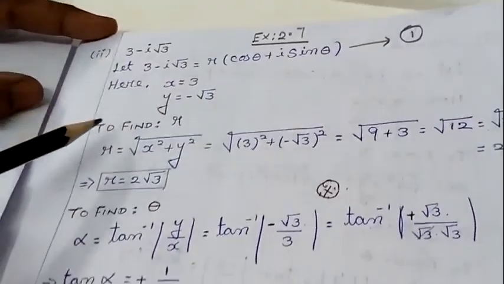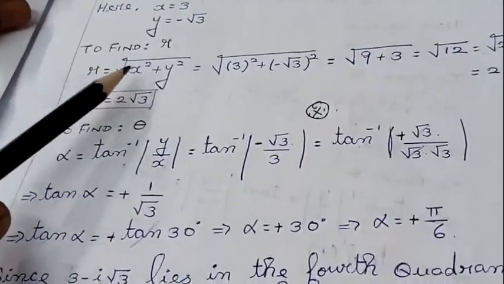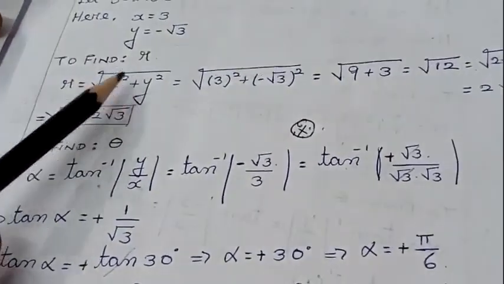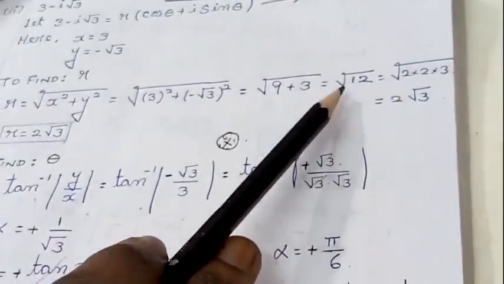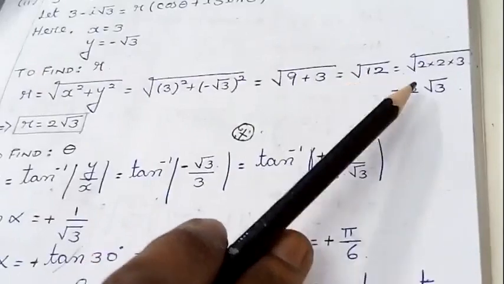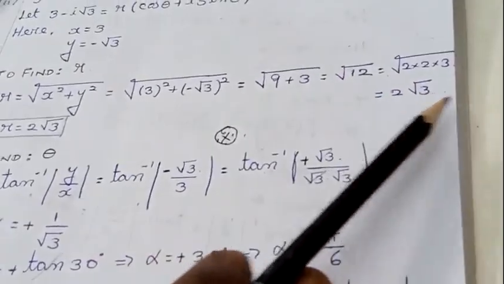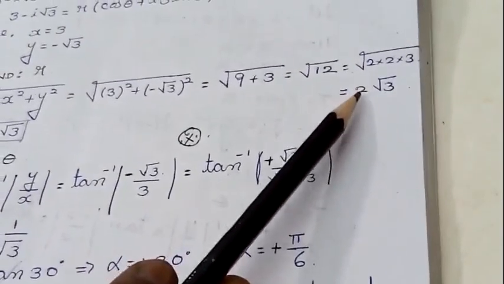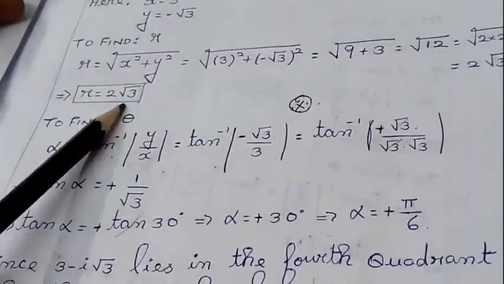Next, I am going to find r. So what is the procedure for finding r? R is equal to root of x square plus y square. Substitute the value, students. You will get the value as root 12. After simplifying, I will be getting the values. It is better to simplify the terms. If you simplify the term, you will get the value as 2 root 3. So the value for r is 2 root 3.